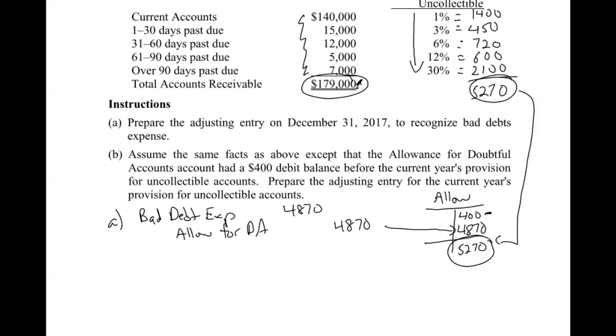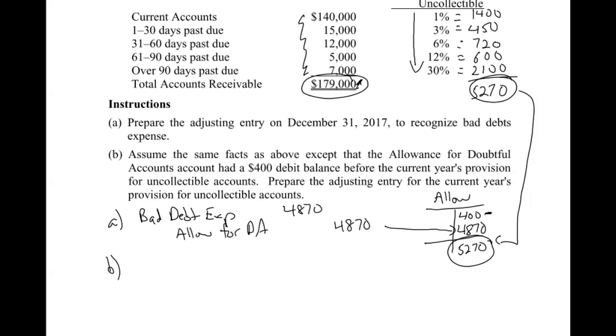So please do not forget that. Make a mental note of that right now. All right, so Part B here says, assume the same facts above, except the allowance for doubtful accounts had a $400 debit balance before the current year's provision. It says prepare the adjusting journal entry.